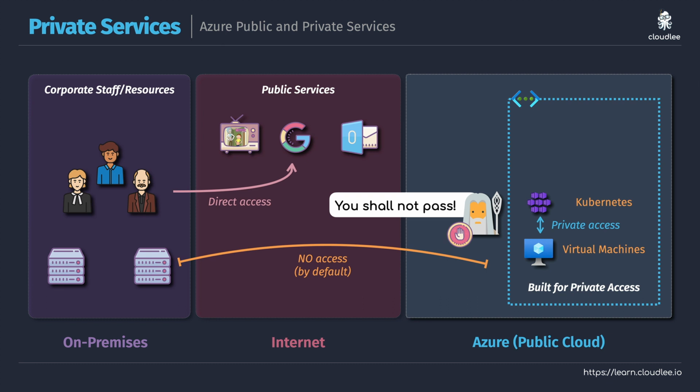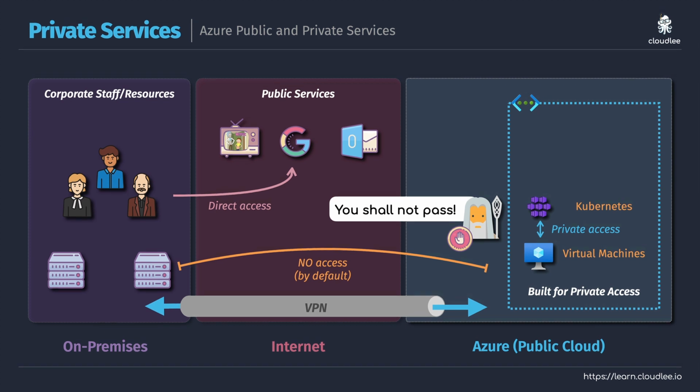Now, yes, there definitely are ways that you can overcome this. You can use things like virtual private networking to allow your on-premises network to privately access your private resources in Microsoft Azure. And we could also even configure public access as well.